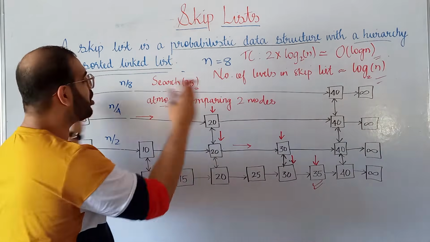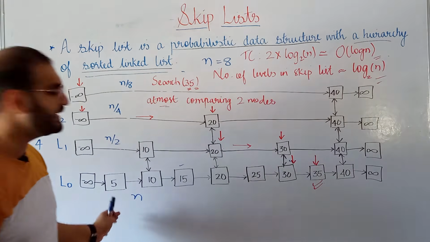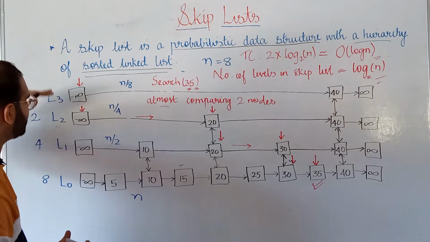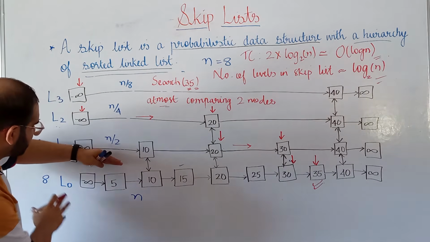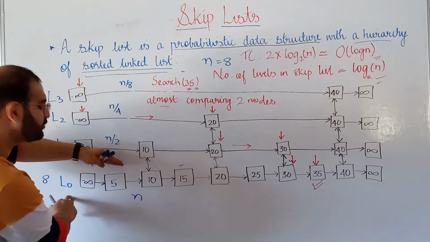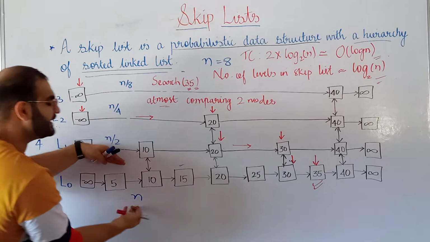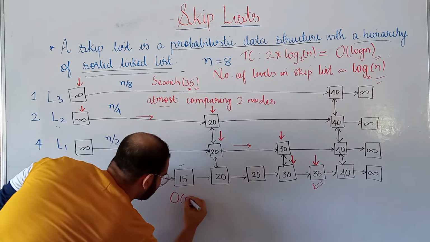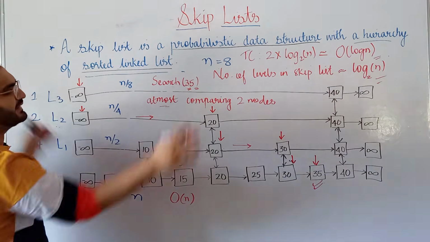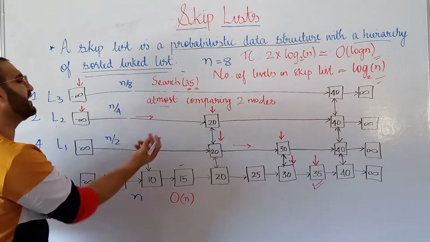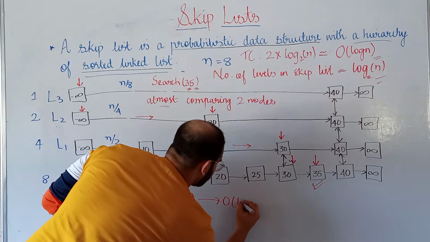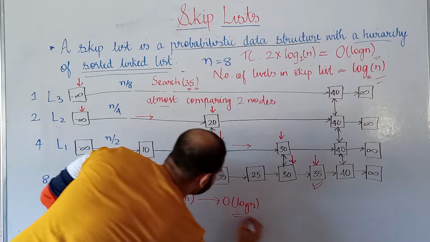We saw that in a normal sorted linked list, if we just remove all these top levels L1, L2 and L3, and think about L0 only, and want to search an element in L0, it will take us order of n time, right? But when we talk about this entire skip list, and want to search an element in it, it is just taking us order of log n time, right?